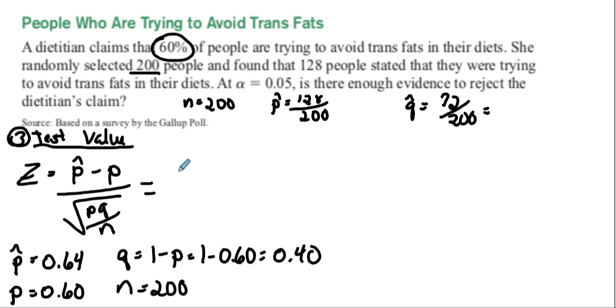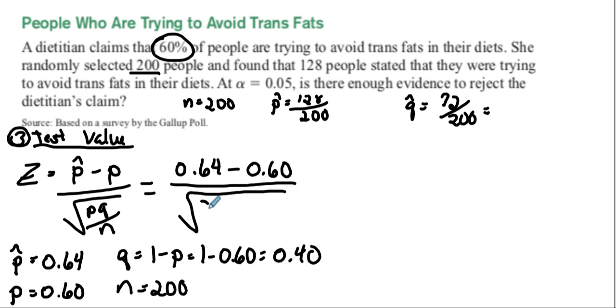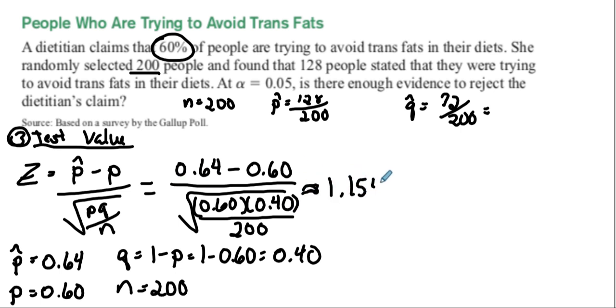Substitute those values into our formula. And I do need to see this work when you substitute the values into the formula. Make sure you show that on your paper. And we end up with a z test value of 1.1547.